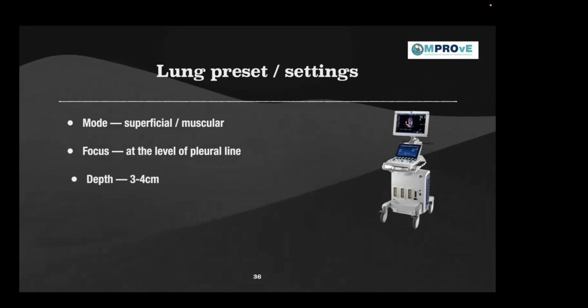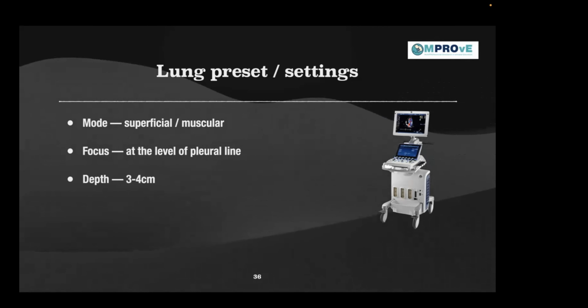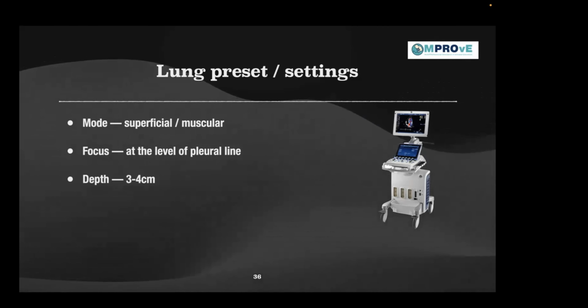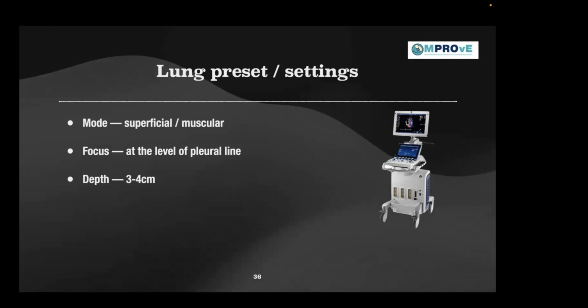Once you've done that, you adjust your depth. Ideally 3 to 4 centimeter. You don't have to go beyond 4 centimeter, because you can imagine the baby's chest and the pleural line will be just at 3 or 4 centimeter at max from your probe. So that's the ideal depth you'd like to get, so that you don't have the fallout of images.